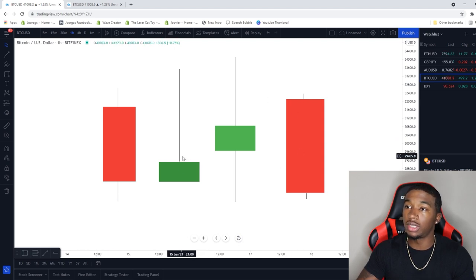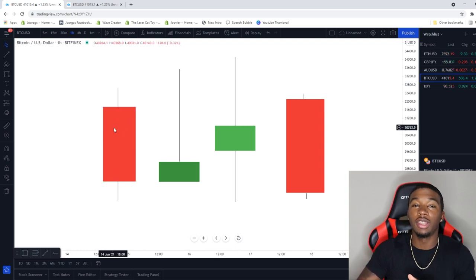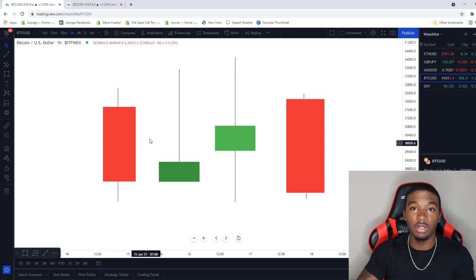And in some of these drawings, the lines are really long up here with a small body. Some of it is really small body with long lines on the top and long lines on the bottom. And some of it is a real big body of red or green, whatever it is, with little lines on the top and bottom. Basically, the thick part, the part that has all the color on it, is called the body. These lines are called wicks.